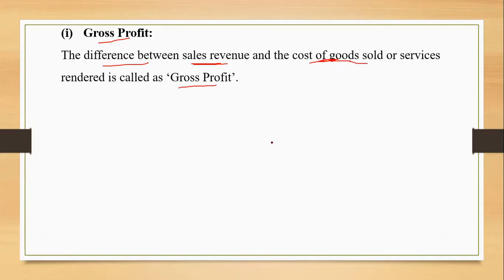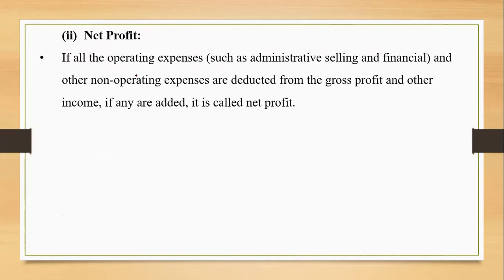But when it comes to net profit, net profit is the excess of gross profit and incomes over the expenses, right? All the operating and non-operating expenses are deducted from gross profit and other incomes. So that is called net profit. Gross profit is the excess of sales over the cost of goods sold, but net profit is the excess of gross profit and incomes over the operating and non-operating expenses.